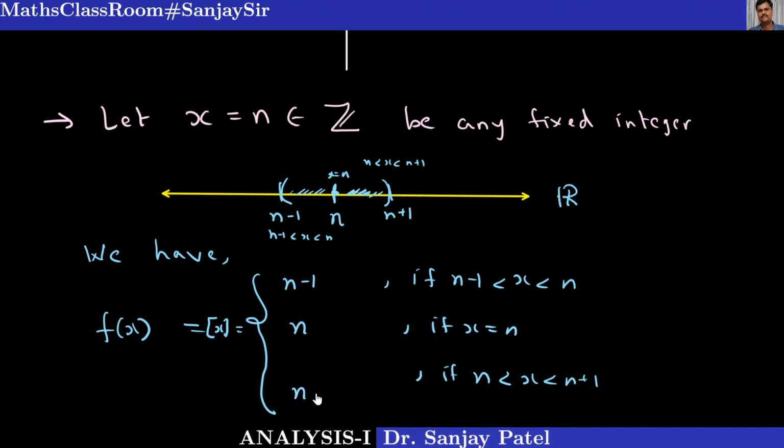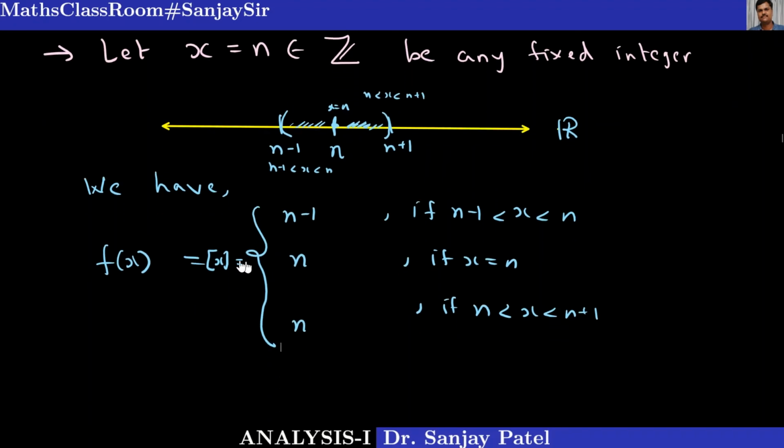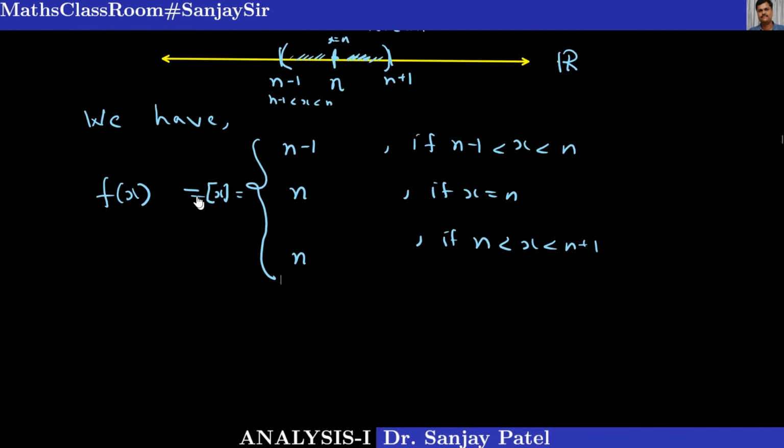So again the value of the function will be n in this case. So this function is defined on a small interval around the fixed integer n. Why have we taken it this way? Because it is easy to find the limit of this function as x goes to n, because I want to discuss continuity of the function at the point n.